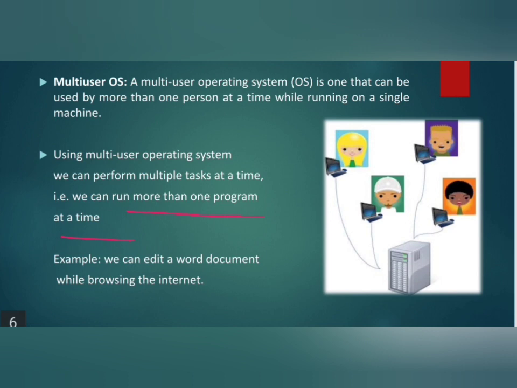For example, we can edit a Word document while browsing the internet, correct? Suppose this person is not only using MS Word but also browsing the internet. Now this person is using Photoshop, plus scrolling Facebook at the same time. So despite being on a single OS, they can use multiple programs at one time.